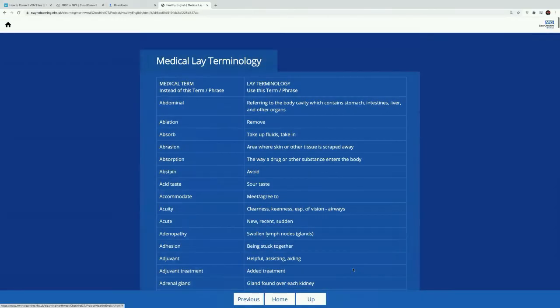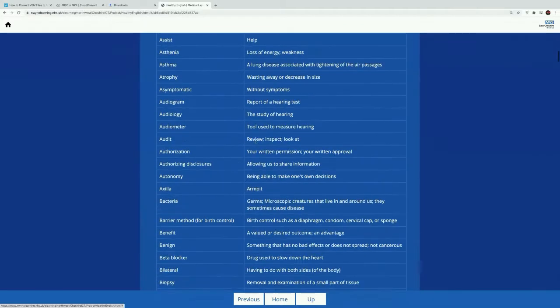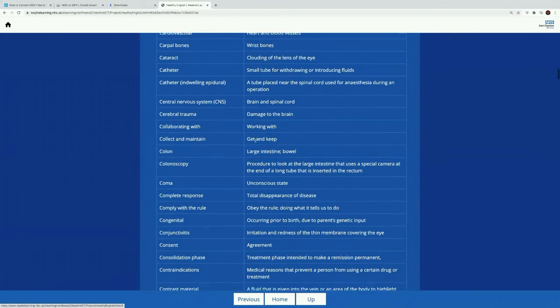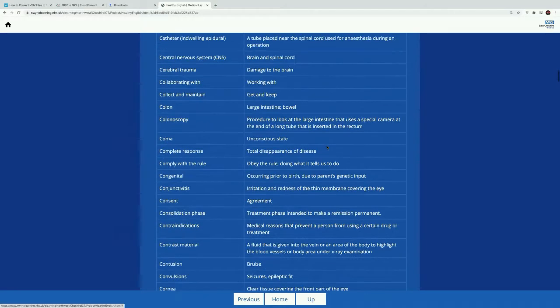There's also here a section on medical lay terminology, the medical term being used on the left-hand side, and the lay or common way of expressing the same thing on the right. Again, a long list to clarify the difference between the more formal and medical way of saying something and the more common everyday way of saying it.